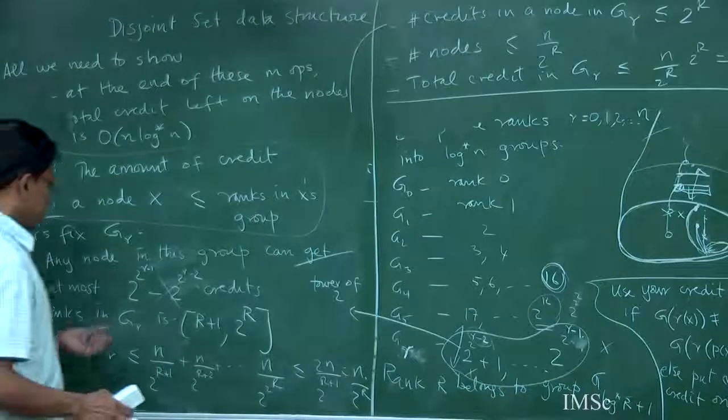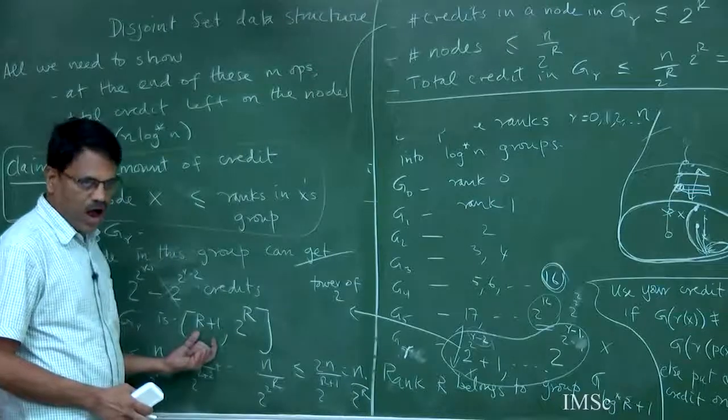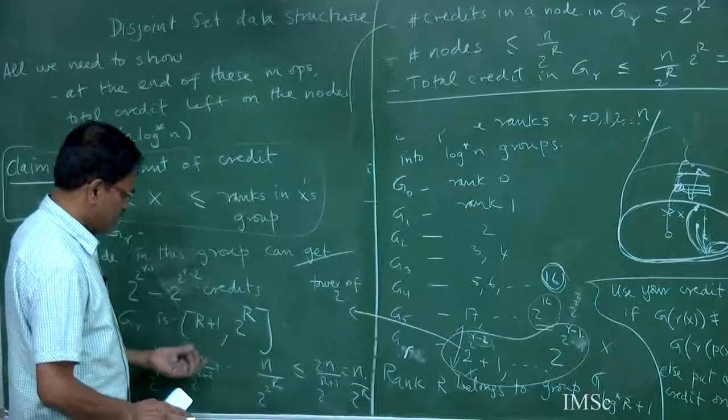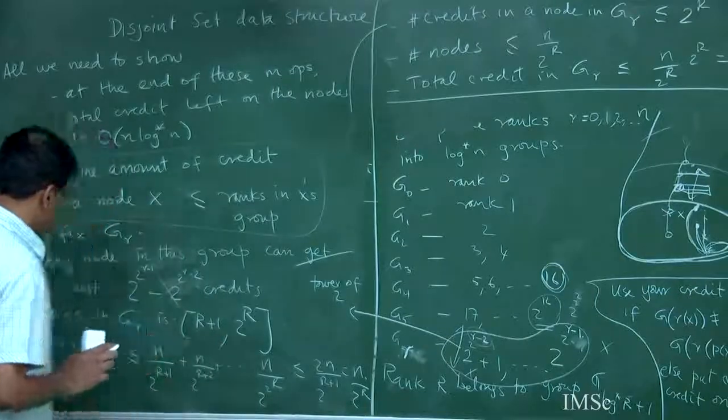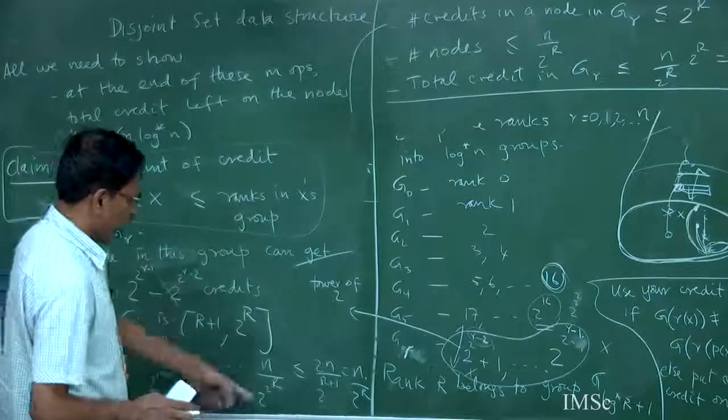But the important thing is that the group has a certain range, r plus 1 to 2 power r for some value r, which is a tower of 2, which is not going to play any role here for us in the argument, but it's a tower of 2. Now the number of nodes in G_r is this plus this. So it's n by 2 power r.